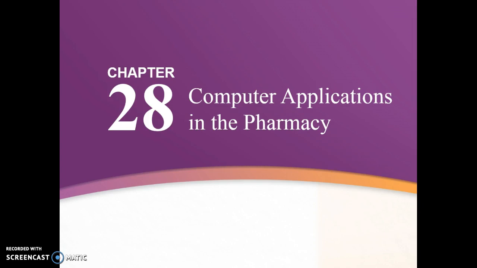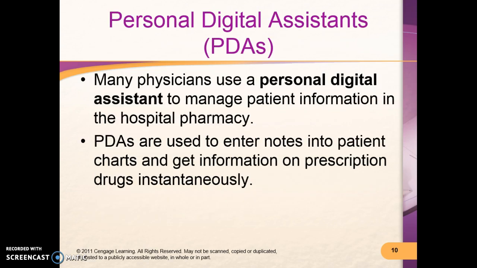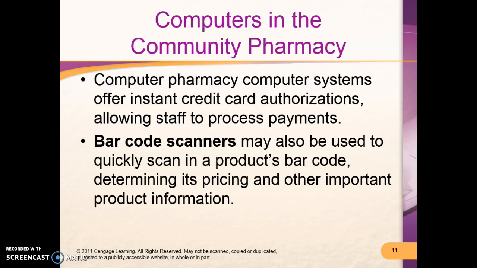So some of the other things that it's going to talk about, which are going to be really important for you to pay attention to, are things like the automation. So the robotics that are used within a hospital pharmacy specifically, I want you to pay attention to. Also things like the PDAs that are used to enter patient notes. Barcode scanners are also a very important part of a community pharmacy.